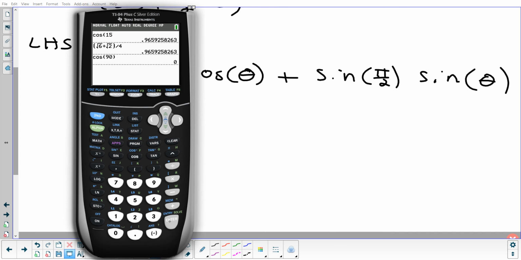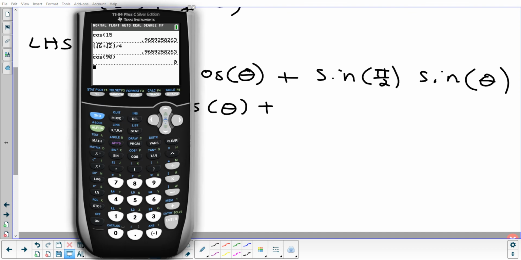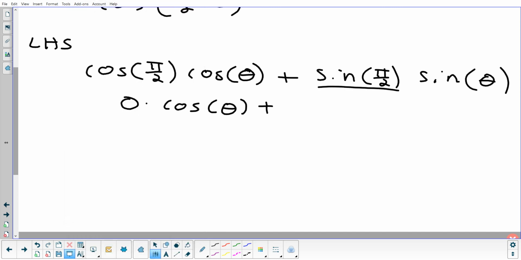So the cosine of 90 is 0. So this cosine of 90 is 0 times cosine, plus, now let's see what the sine of 90 is. Sine of 90 is 1. So this turns into 1.